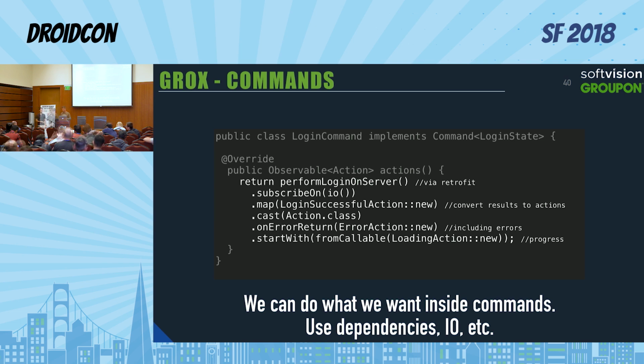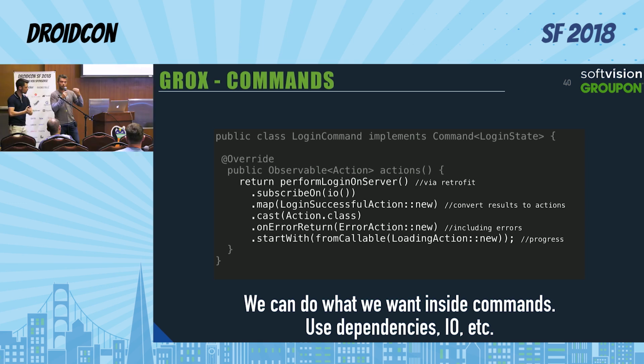I was wondering, how do you render the complex state on the screen? Do you use some libraries, or how do you do that? How do we render what? The state on the screen, on the UI. That's really up to you. It's not a concern of Grox. We're just going to pass the state to the UI, or let you do so with the RX chain, and then that's your problem as a developer to actually display it.